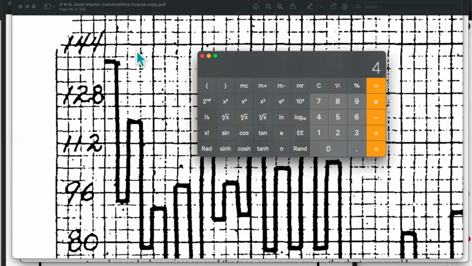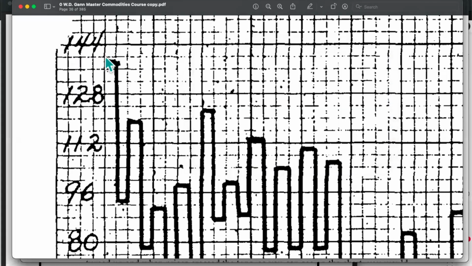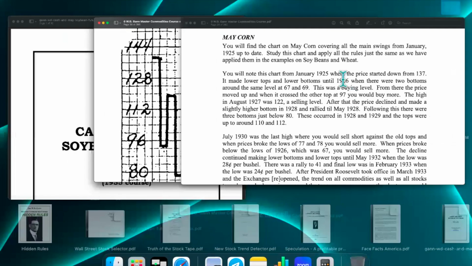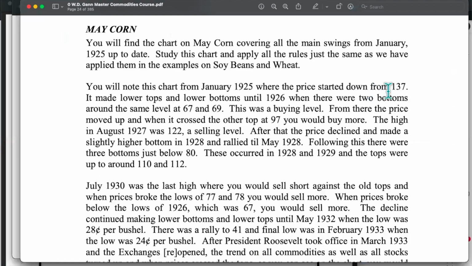So there are darker lines which are just put in across between, and we know how this is there. So this is somewhere around above 136, 137, which has just been given. It comes to make a high of 137. It made lower tops and lower bottoms until 1926, when there were two bottoms around the same level at 67, 69. So we had a top at 137, and we had bottoms at 67 and 69.